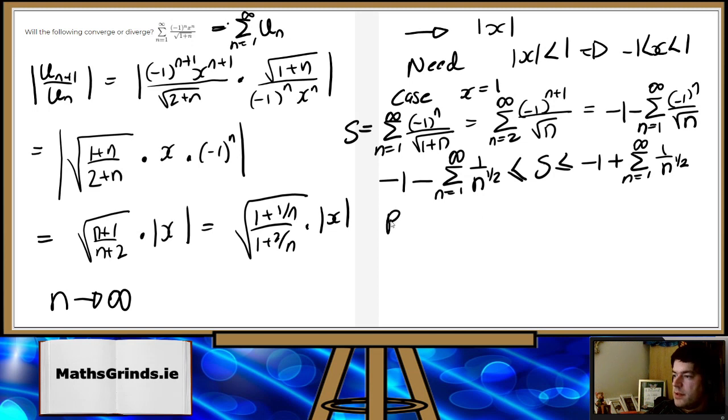Yeah, so the p-series test would imply that both diverge because p is less than or equal to 1. So that would force the S to diverge. So it looks like in the case when x is 1, it diverges. Now, does the logic hold true when x is minus 1?